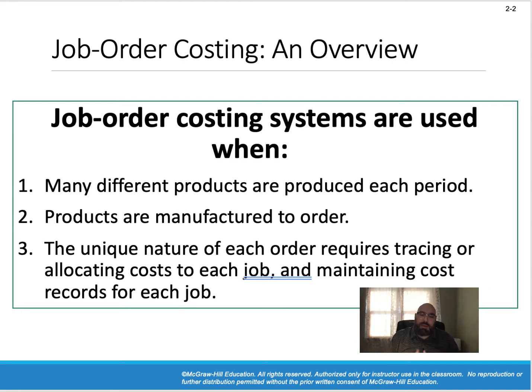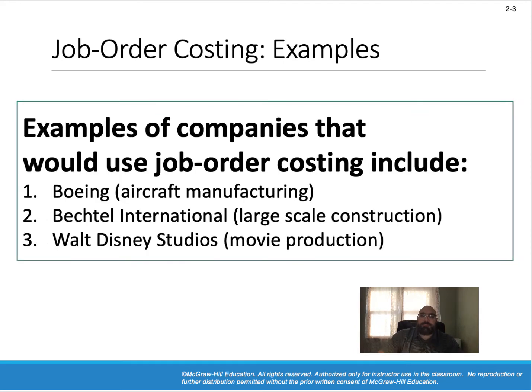So as we go through this lesson, we're going to see, first of all, what costs they allocate, and how they trace or allocate those costs. For an example of the types of companies that utilize job order costing, our publishers list Boeing, Bechtel International, and Walt Disney Studios. So let's think about Walt Disney Studios. I think we all know what Walt Disney does, right? They make movies, they produce movies.